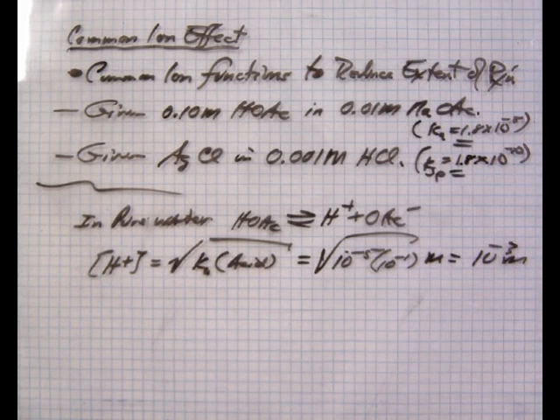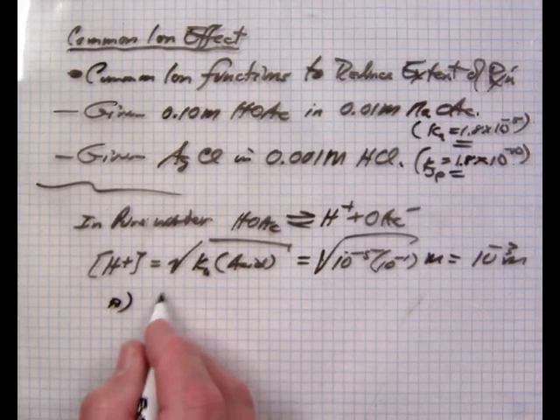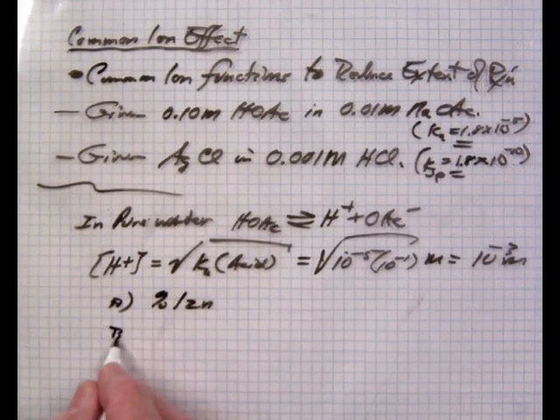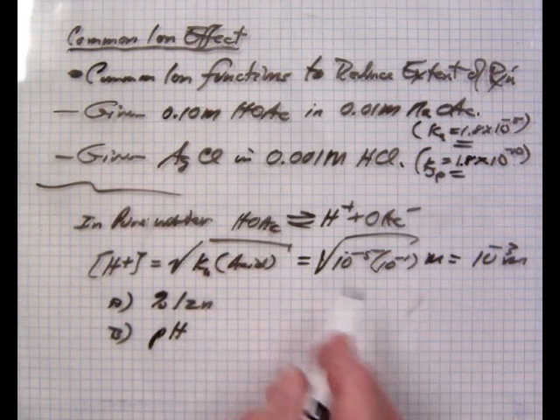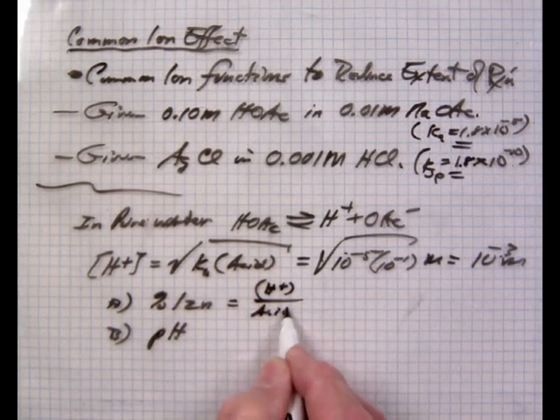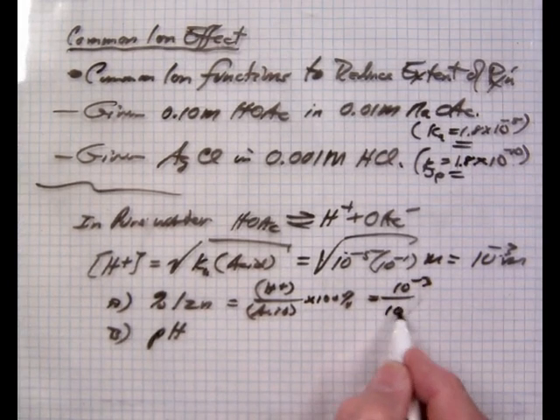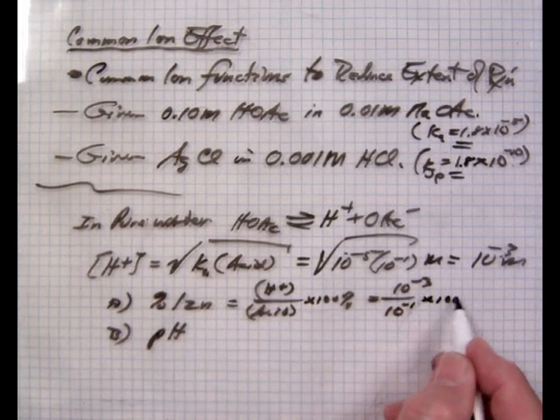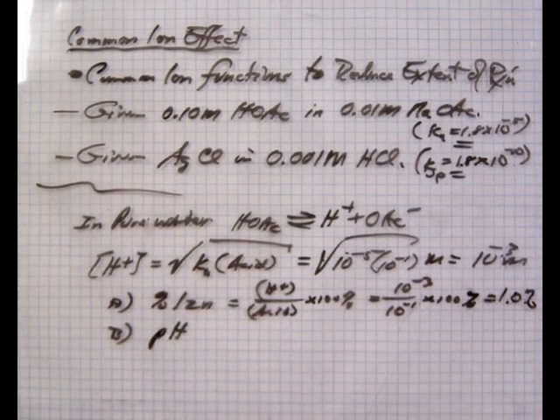Now, there are two problems that you can expect in this. One, percent ionization, and two, pH of the system. So you got two kinds of problems that'll pop up at you. If you're looking for percent ionization, it's whatever your hydrogen is over the acid concentration you started with times 100%. And this one, 10 to the minus 3 over 10 to the minus 1 times 100%, and that's 1.0% in that one. Okay, so that's one possibility.